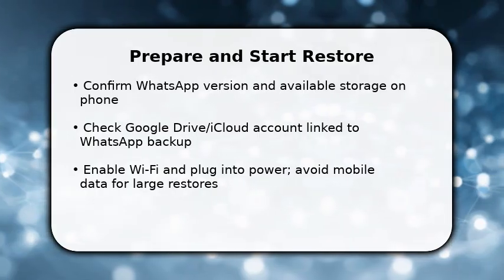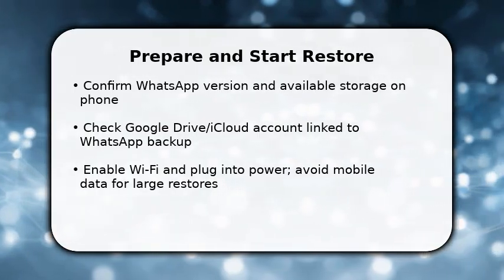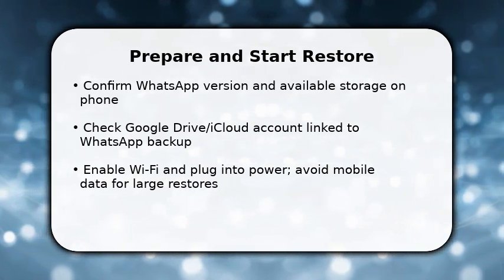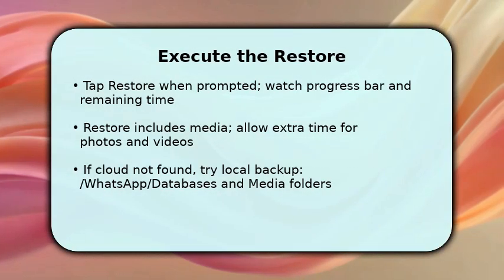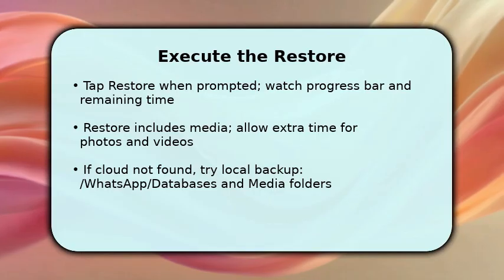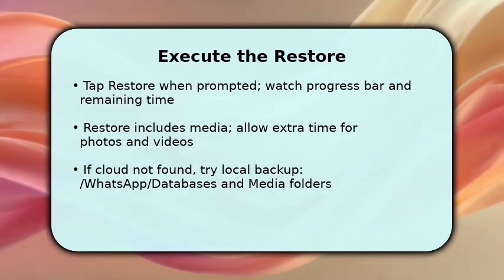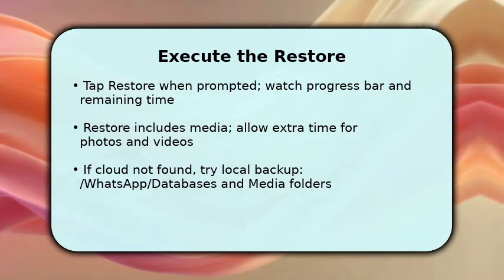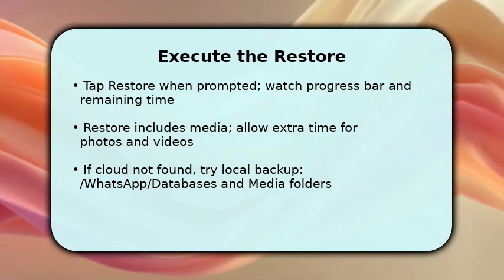Now, reopen WhatsApp and follow the app prompts to verify your number and detect the cloud backup, so the process starts automatically. You will see a restore button after verification. Tap it and watch the progress. The app pulls message history first, then downloads media. Photos may arrive later as thumbnails expand into full images.